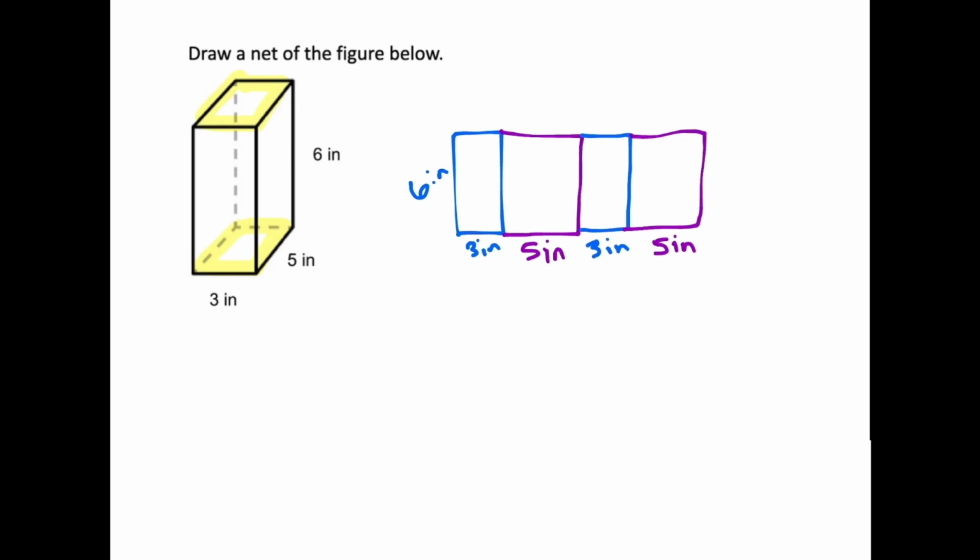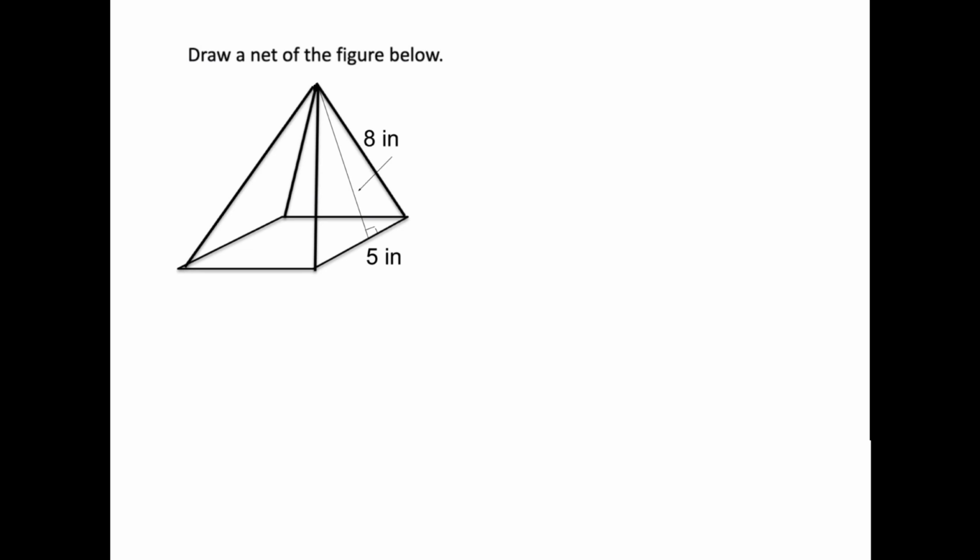So we can draw a rectangle on the top and a rectangle on the bottom. The length and width of that rectangle is 3 inches by 5 inches. And now we have our net. We have a 2-dimensional flat image of our 3-dimensional shape. Let's go through another figure. This one is a square pyramid.